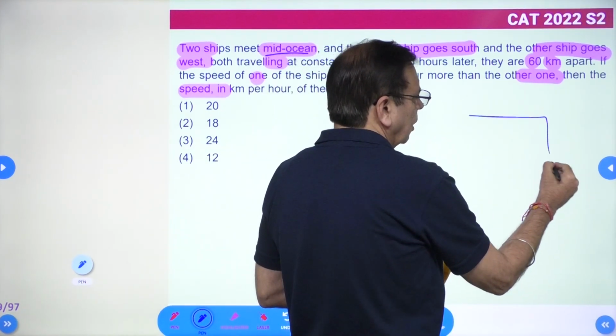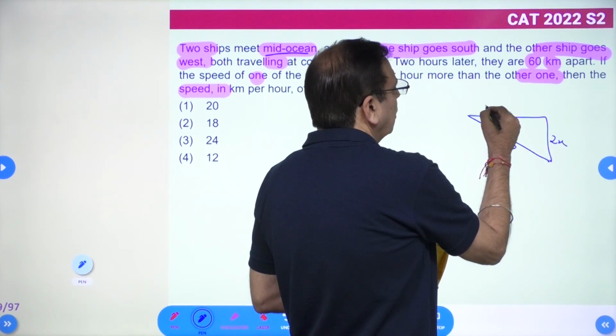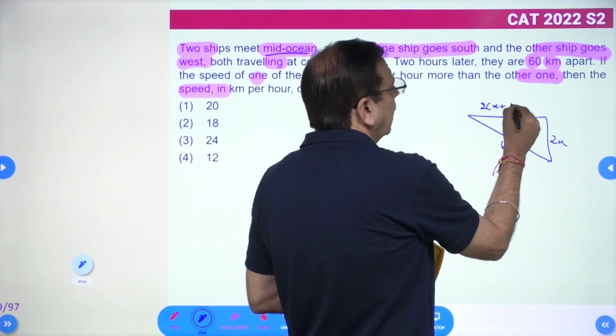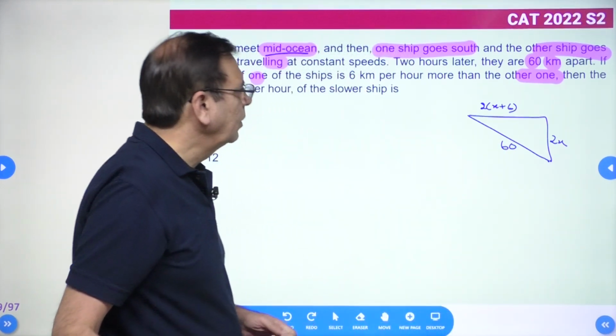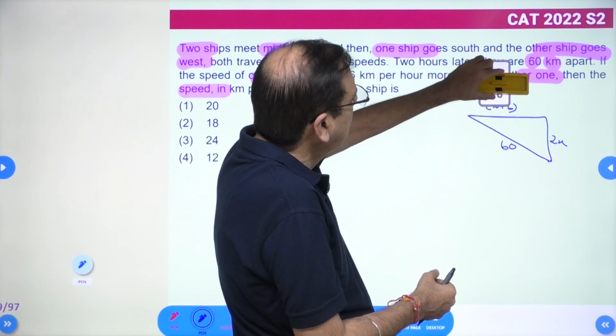Now I'll draw a smaller figure for your reference. 2x. This is 60. This is 2 into x plus 6. So what can we say? This is nothing but, so let me write it down not as 2 into x plus 6.